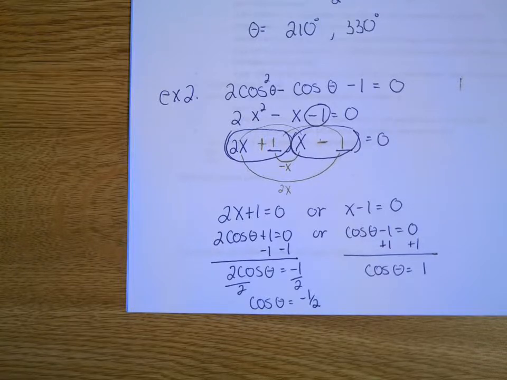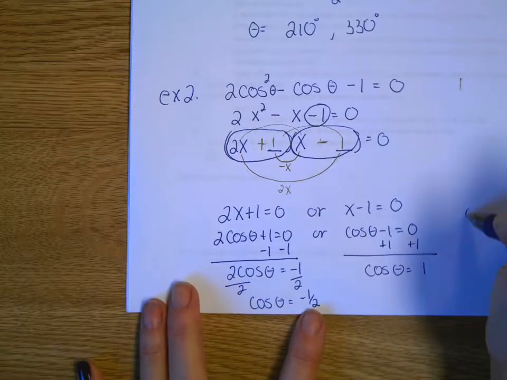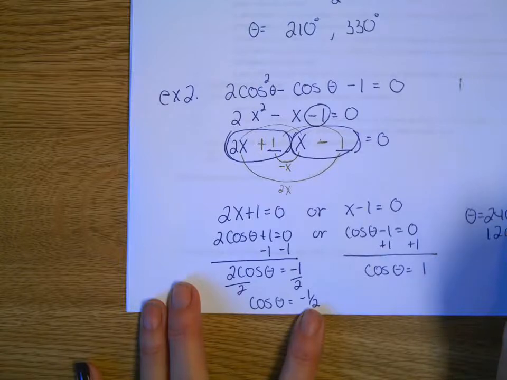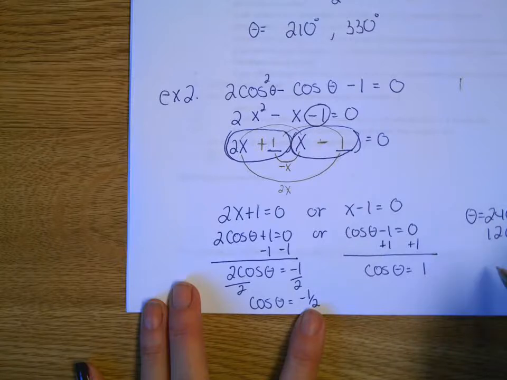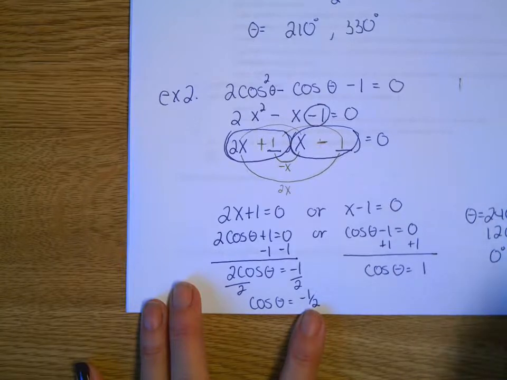So I've got two things to look for. Where on the circle sheet does cosine equal negative 1/2? Go all the way around. I want angle measures. Where does cosine equal negative 1/2? 240 and 120. I also have values when cosine equals 1. So where does cosine equal 1? 0 degrees and 360.